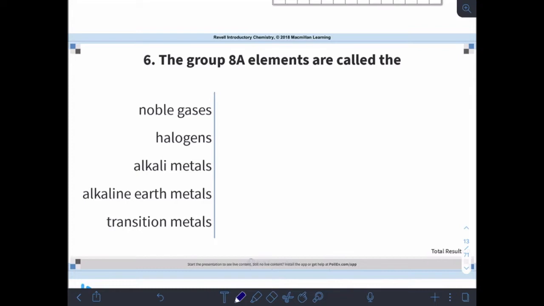the transition metals. That's the big block in the middle. The alkaline earth metals, that's group 2A. The alkali metals is 1A. We just did the halogens, so that leaves the noble gases.